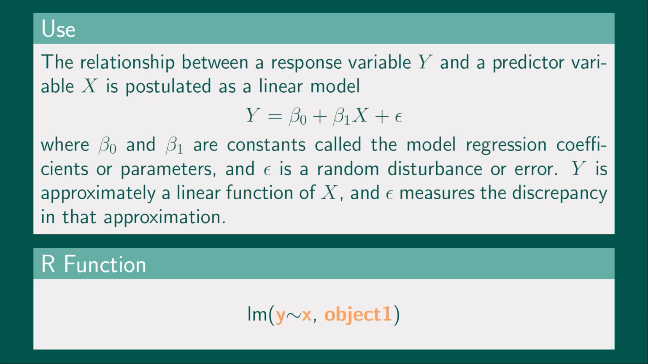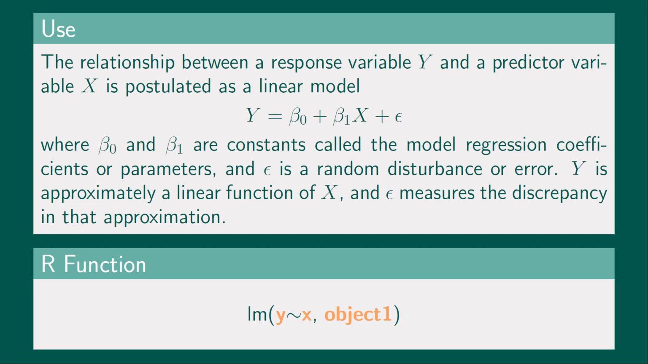It is assumed that in the range of the observations studied, the linear equation provides an approximation to the true relation between y and x. In other words, y is approximately a linear function of x, and epsilon measures the discrepancy in that approximation. In particular, epsilon contains no systematic information for determining y that is not already captured in x.